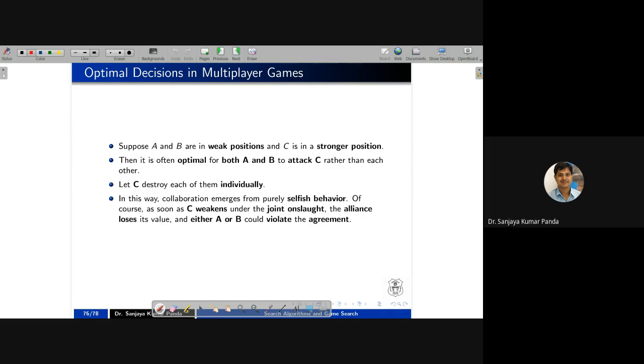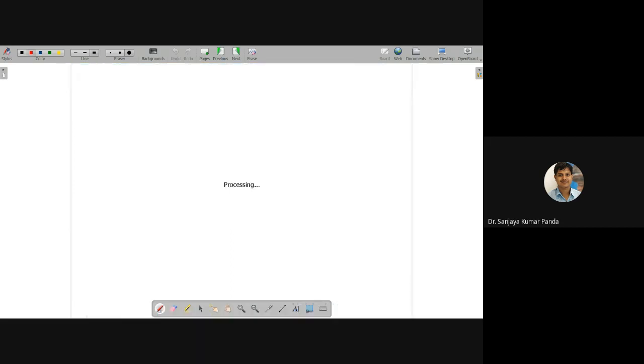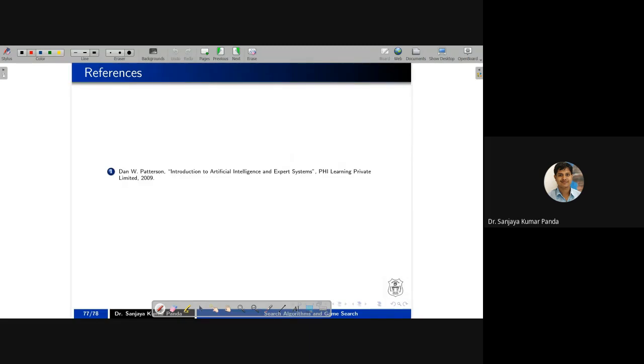Okay, so this is all about different search strategies and different games in artificial intelligence. If you are interested, you can go through this book.